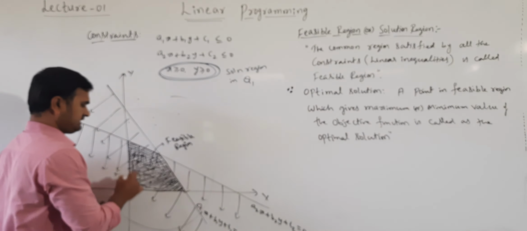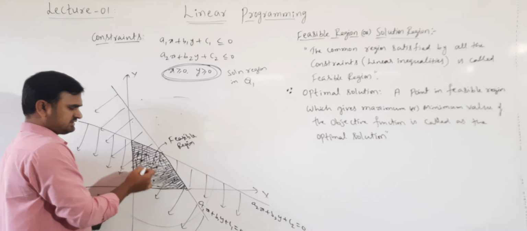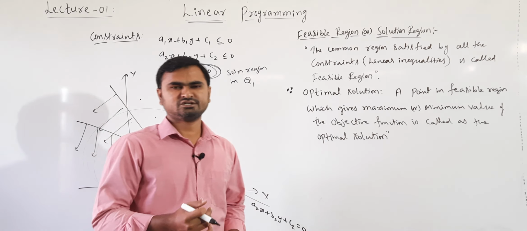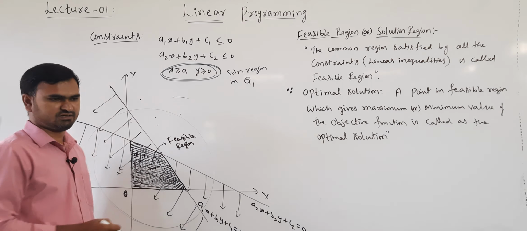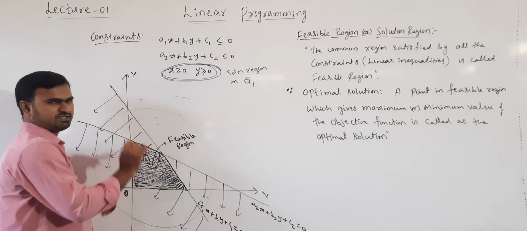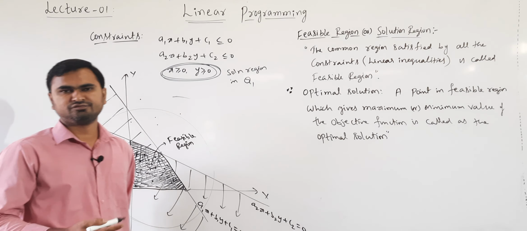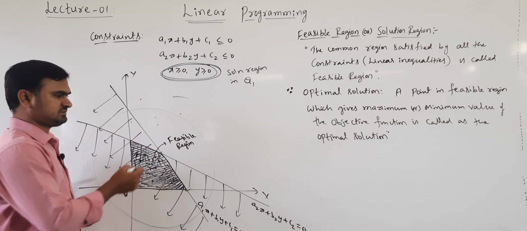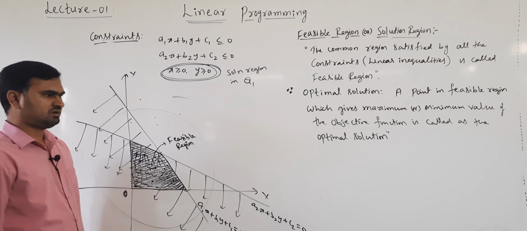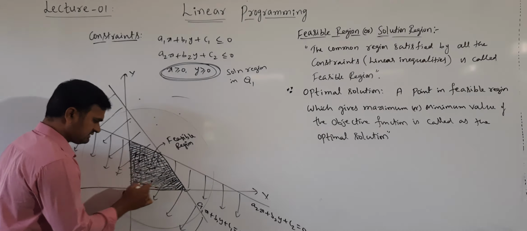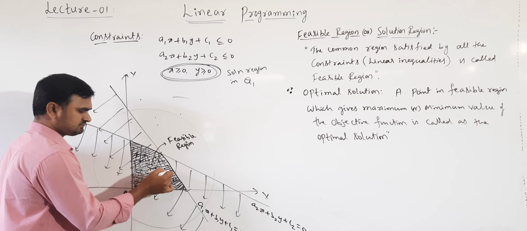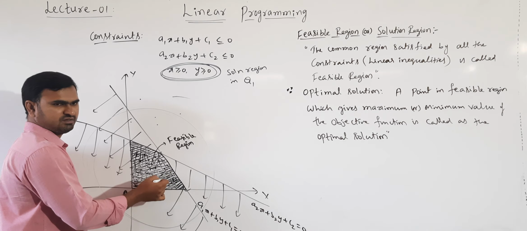Understand? We are taking a point in this feasible region. Any point we take is called a feasible solution. But we are not interested in the feasible solution. What are we interested in here? We are interested in a particular point where we get the maximum or minimum value of the objective function. Such a point is called the optimal solution. Now we can observe that in this region there are infinitely many points.